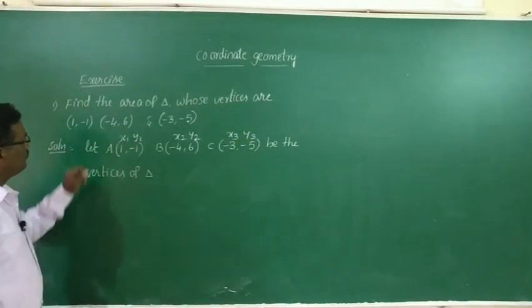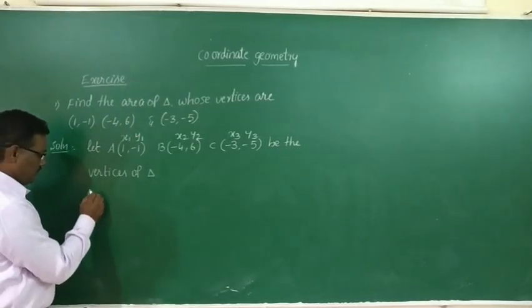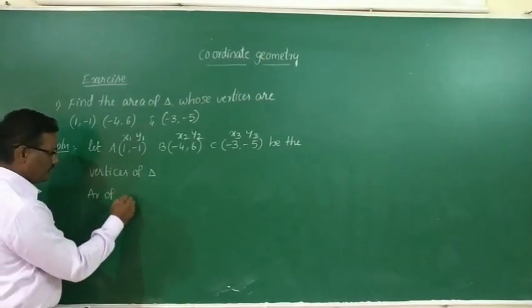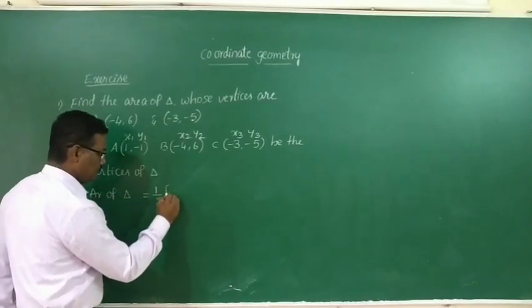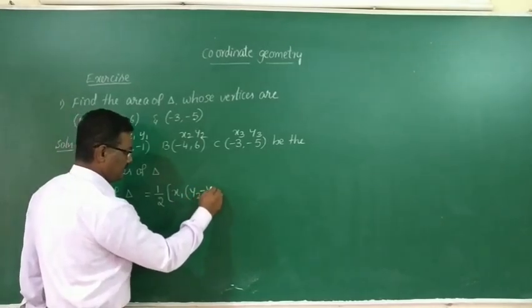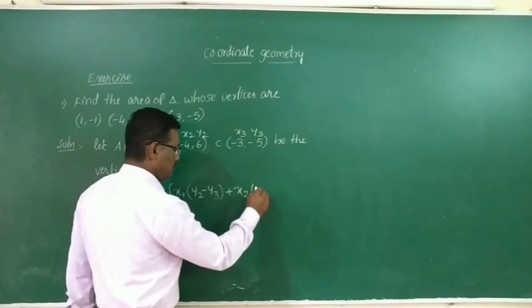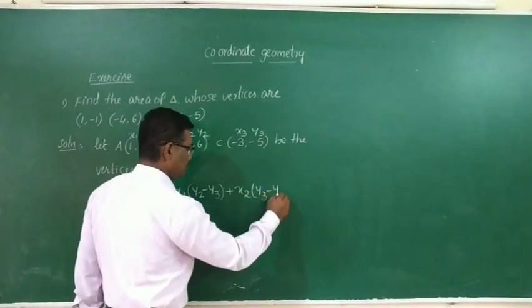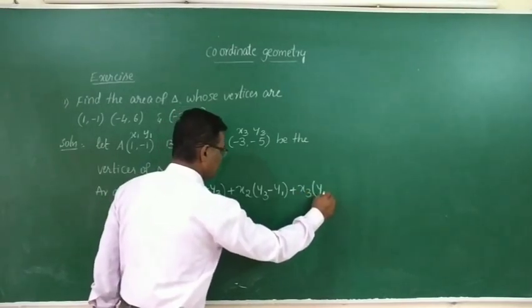Now we have to find the area of the triangle. We have the area of the triangle formula: area of triangle equals half into x1 into (y2 minus y3) plus x2 into (y3 minus y1) plus x3 into (y1 minus y2).